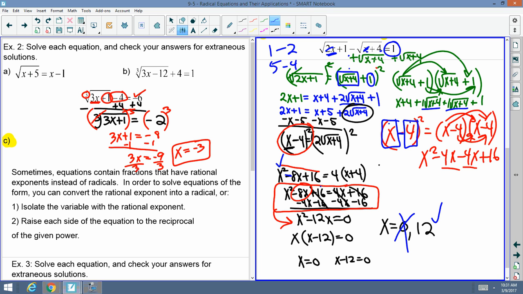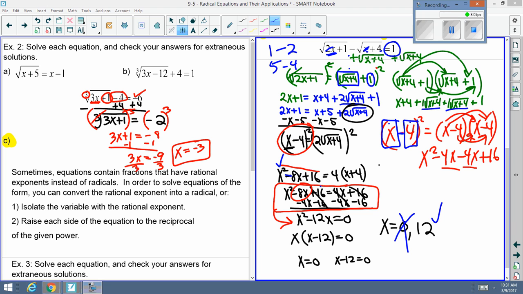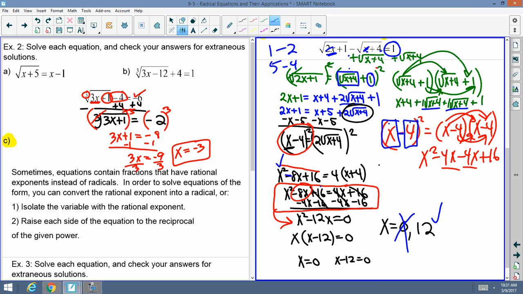Questions, comments, concerns? Okay, that's a great question. The question was, if when you're checking and the first one's extraneous, is the other one going to work for sure, guaranteed? I'd say 99% of the time, but I can't say always. But it should be.